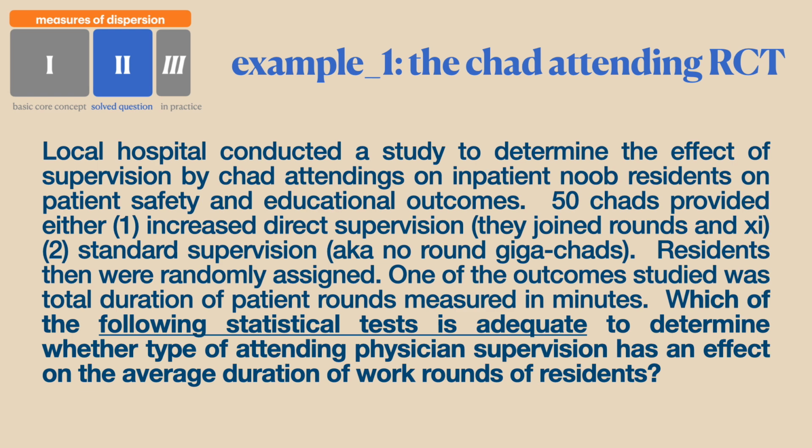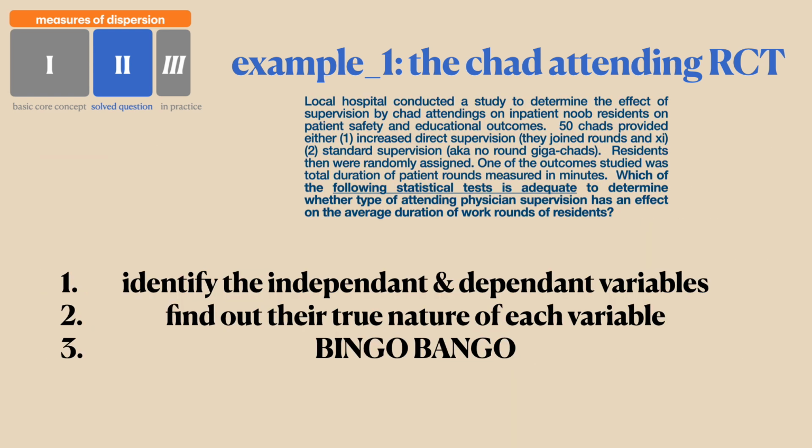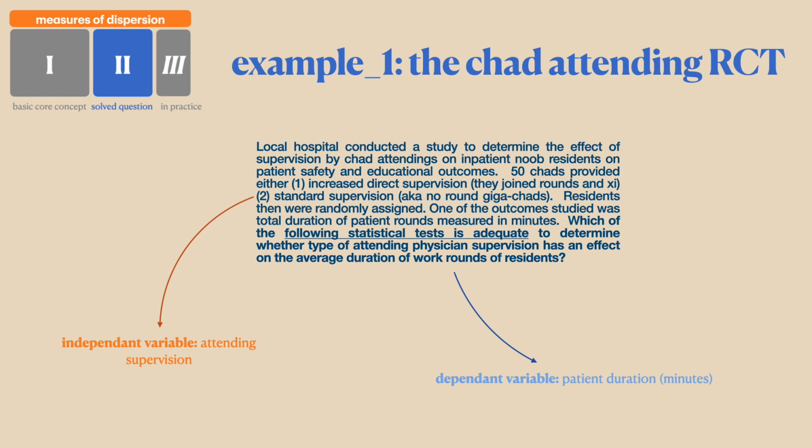The residents were then randomly assigned to these 2 groups, and the outcome was the total duration of patient rounds measured in minutes, and they're asking you what statistical test should you use in very typical NBME fashion. 3-step process: identify the variables, find out whether they're qualitative or quantitative, and then bingo bango. So looking at this question stem, we know that the independent variable, the thing that we are controlling, the groups, is whether the attending is going to be increased supervision or normal supervision, right? So this is going to be the independent variable.